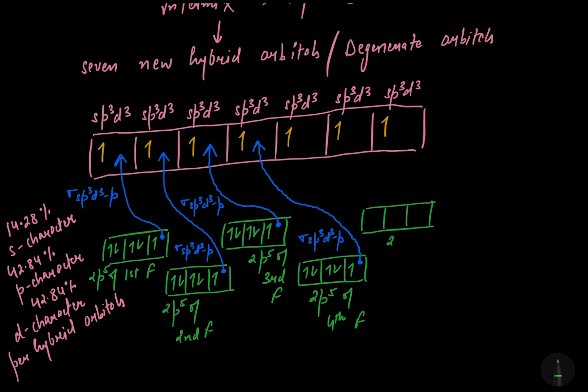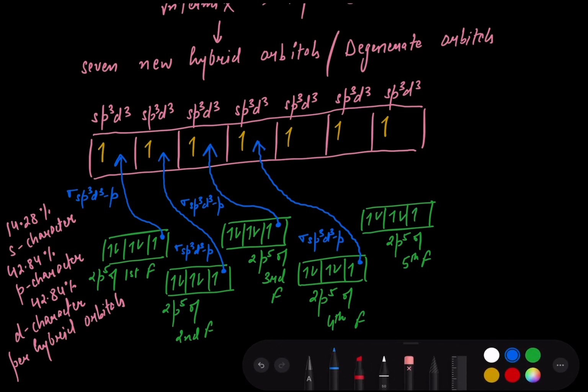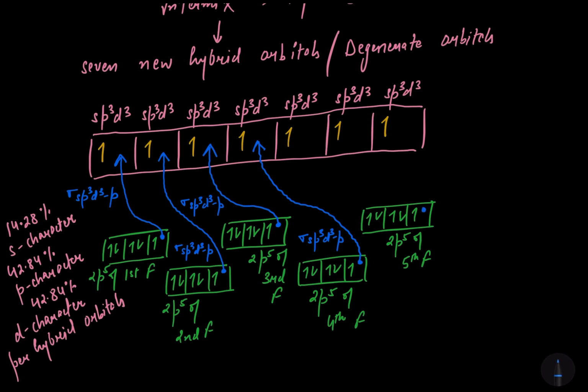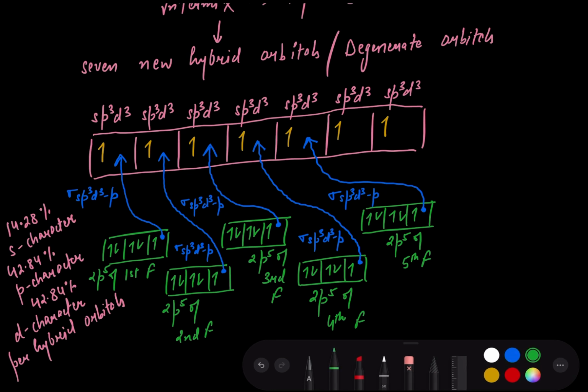Now let's talk about the fifth fluorine atom. That's the 2p of the fifth fluorine atom containing 5 electrons: first, second, third, fourth, fifth. Here also we are left with one atomic orbital containing one electron, which is going to have head-on overlap with the sp3d3 hybrid orbital of iodine forming the sigma bond, and that's sigma sp3d3-p. Now let's talk about the sixth fluorine atom.